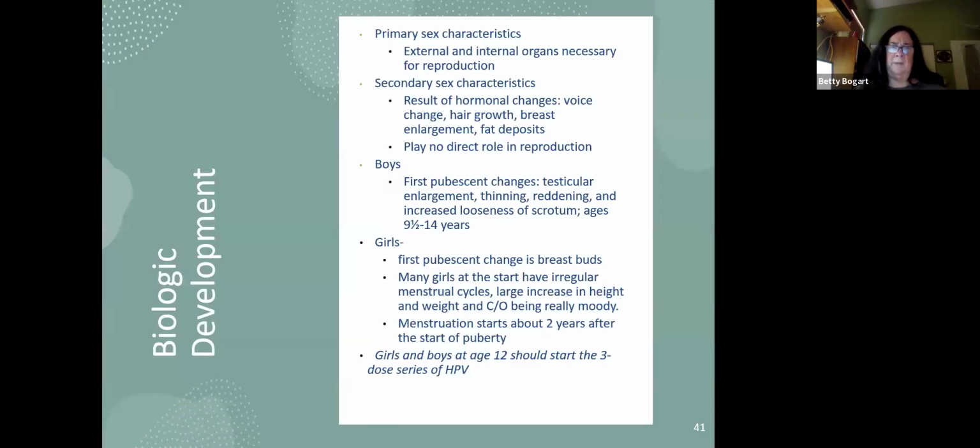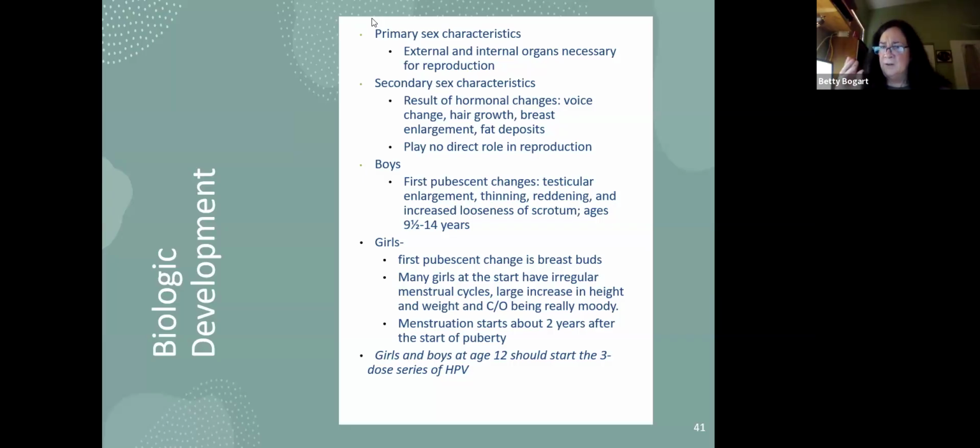Now, their development. We know that boys and girls have body parts for reproduction. We also know that we have secondary sex characteristics that go along with menstruation and growing up to be mature adults, right? That's the hormones, the voice, the hair, the breasts, and the fats, and all that sort of stuff.